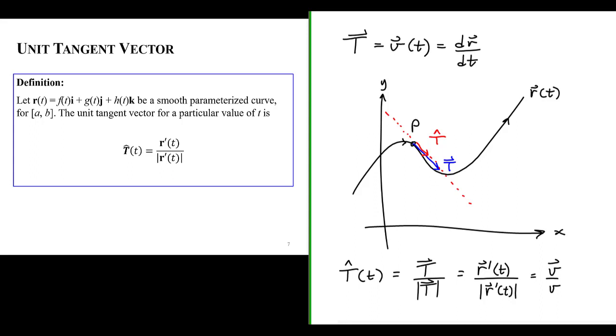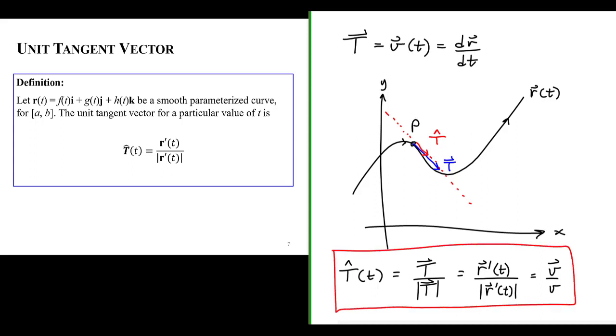We could define the unit tangent vector in each of these ways because each of these expressions is equivalent to every other expression. This unit tangent vector is a vector of magnitude 1, and its direction is the direction of the tangent vector, which lies along the tangent line at any point on our curve defined by the vector function r.